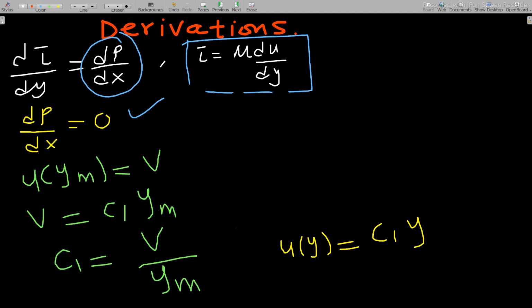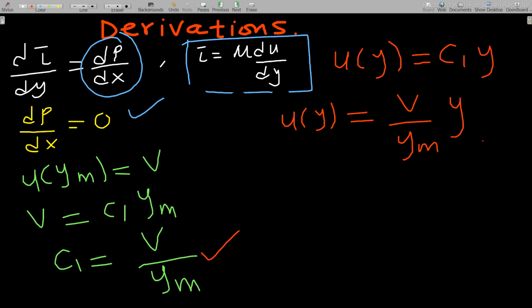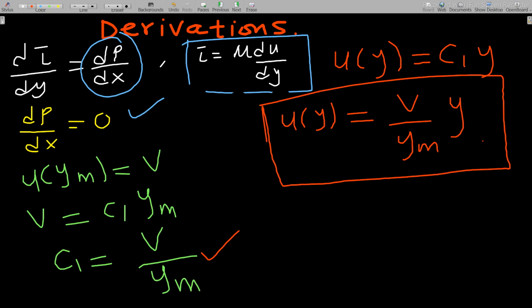All right, so our u of y is equal to c1 y from this side. Then what is our c1? You know our c1 to be v over y max. Then u of y is equal to v over y max times y. So this is a new derivation for our velocity when we are dealing with a Couette flow, meaning that the flow is being driven by wall velocity, and the pressure gradient is zero.